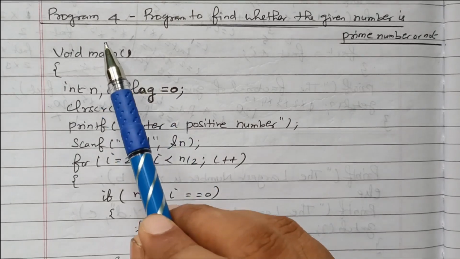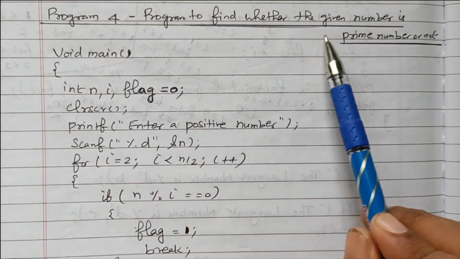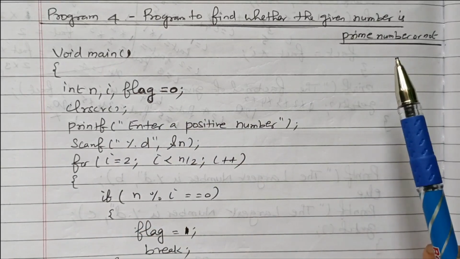In this video we will see the program to find whether the given number is prime number or not using the C programming language.